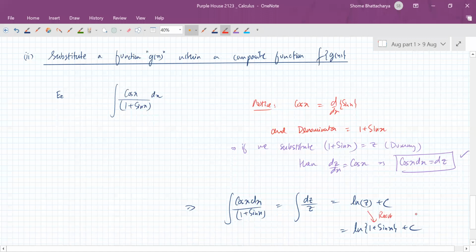So I did not understand. Okay, just note this down step by step and we'll do more questions, you'll understand. The only thing to understand here is that numerator mein kya hai, cos x hai, aur denominator mein kya hai, 1 plus sin x.